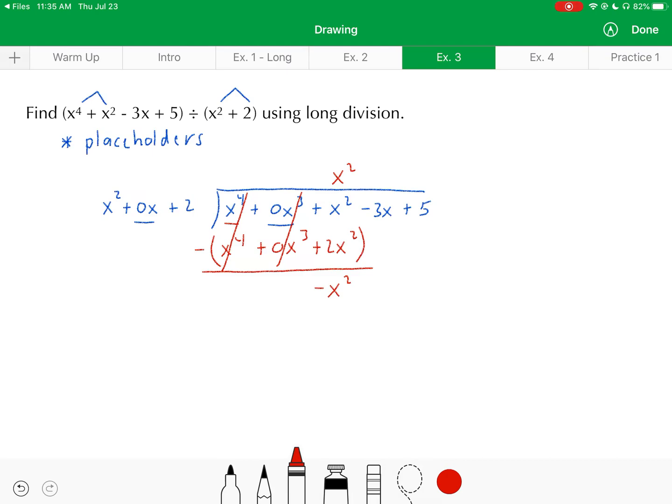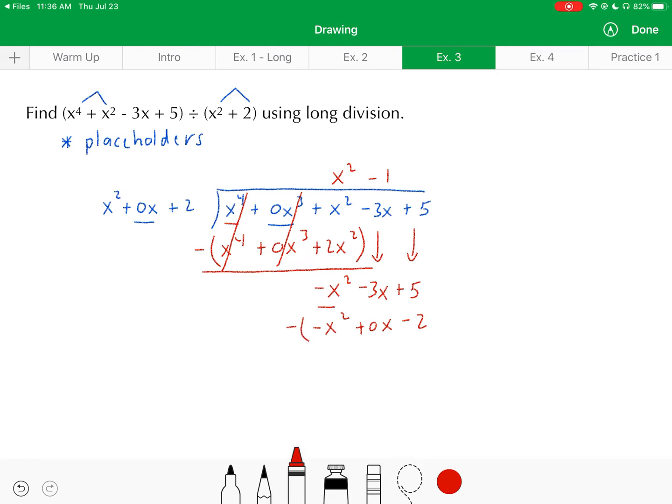Now notice how I got 2 sets of terms to cancel. So that means I need to bring 2 terms down this time. And now the goal is I want to cancel out negative x squared. So to do that, I'll multiply by a negative 1 with the divisor. So negative 1 times x squared is negative x squared, negative 1 times 0x is 0x, and then negative 1 times 2 is negative 2.